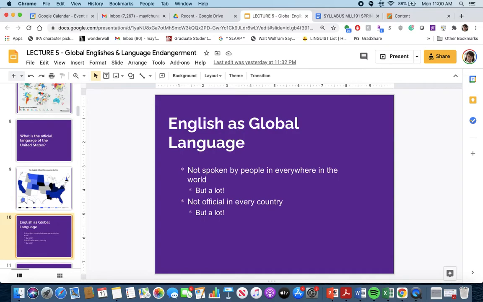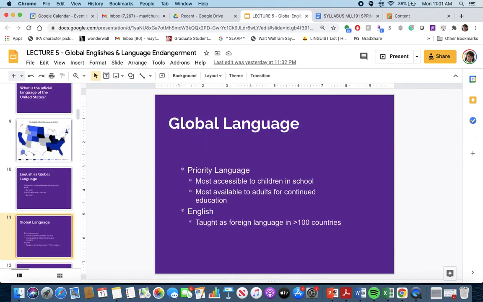So back to English as a global language. English is not spoken by people everywhere in the world, and it's not official in every country, but it is a lot. There's a lot of people who speak English. There's a lot of places where English is the official language, and I feel like this will become more prevalent in the future. As far as priority languages go, English as a priority language means that it's accessible to children. It's available for adults, right?